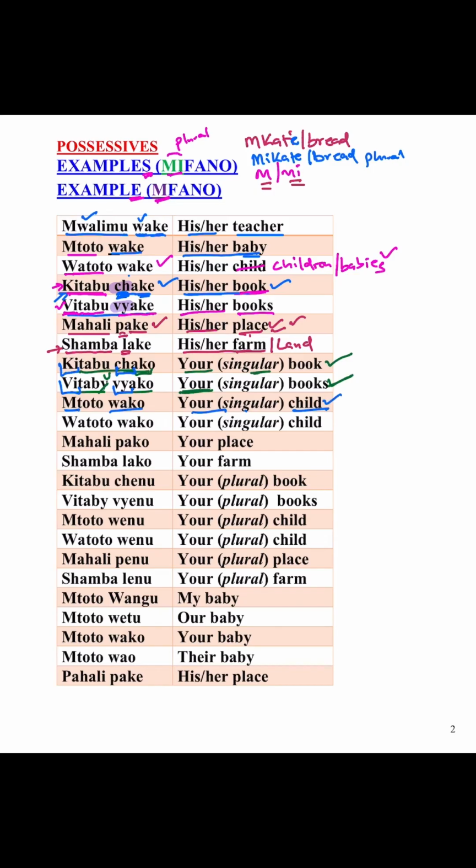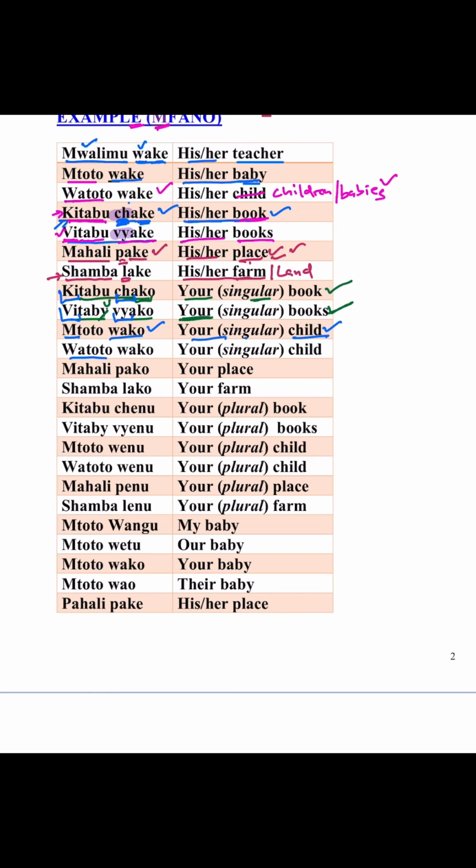Mtoto wako, that's your child. A child is a person or a baby. Your baby or your child. Mtoto wako. Watoto wako, that means your children. Again, your singular. Watoto wako, your children. So not child, but your children or your babies. Mahali pako, so your place. Shamba lako, that means your farm. See, compare that to this. Shamba lake means his. Remember, ake is his or hers. Now, ako means yours, so your farm.